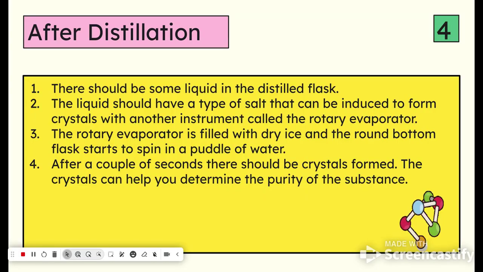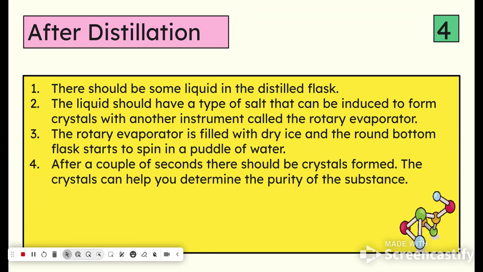And after distillation, like I mentioned before as well, some liquid should be in the distilled flask, which should be the initially empty one. The liquid should have a type of salt that can be induced to form crystals with another instrument that we used in the lab called the rotor wrap. The rotor wrap is filled with dry ice, and the round bottom flask starts to spin in a puddle of cold water, and that takes a couple of seconds or minutes.